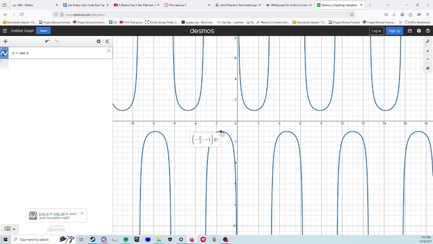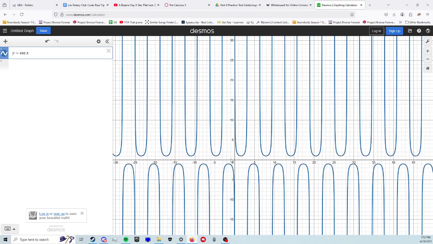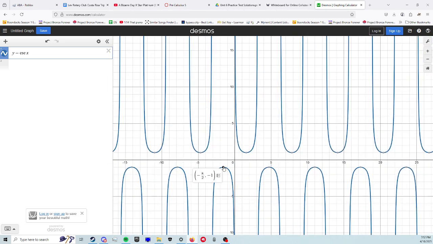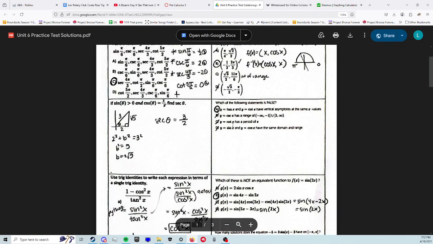And would you look at that? They're both parabolas that go to infinity, and there is a space in between negative 1 and 1. So it can't be B.